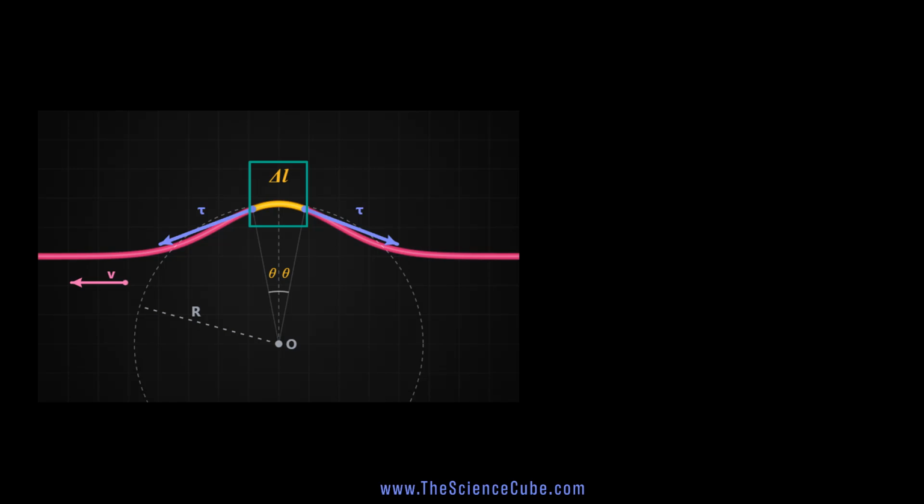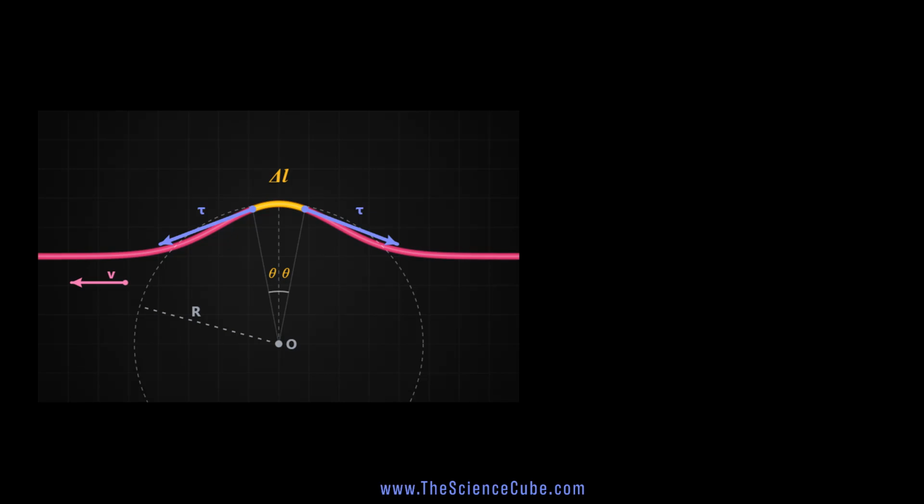Okay, let us zoom into a very small string element of length delta L within the pulse. We will assume this element forms an arc of a circle of radius r and subtends an angle 2 theta at the center of that circle. Now, think about the forces at play here.